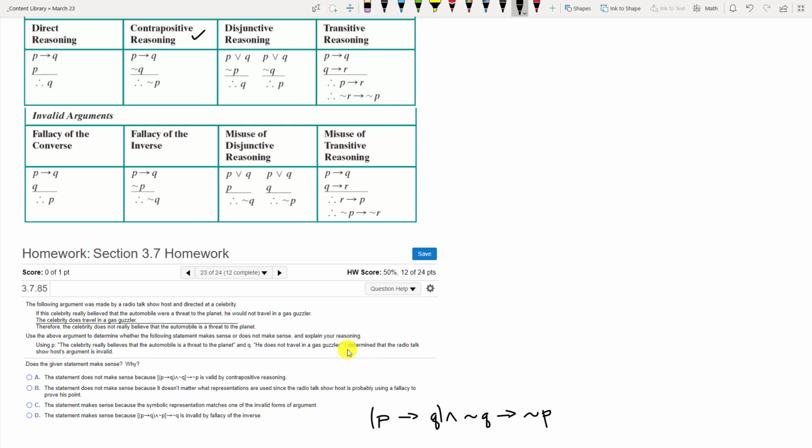Now here's what the question's asking. It says, I determined that the radio talk show host argument is invalid. So does that statement make sense? We would come down and say that this is answer choice A. That statement does not make sense because those symbols that we just wrote are valid by contrapositive reasoning. So you would choose answer choice A here. But again, you're not necessarily asking whether the argument makes sense, but whether the statement at the end of the problem makes sense. And we said it does not make sense because the argument made above is valid by contrapositive reasoning.